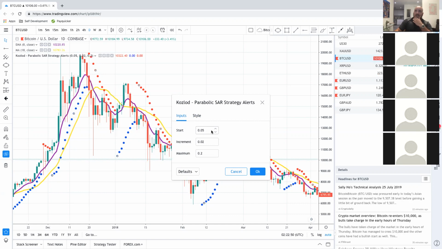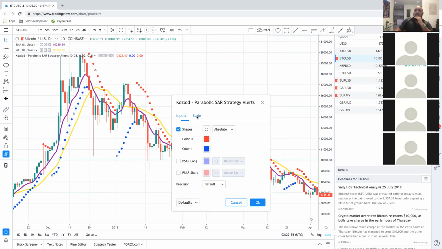Again, it's 0.05, 0.02, and 0.2. And then the style, what I do is you got to change it to these little dots. And I take off all this other stuff, like it'll say long and short. I don't really need that. If you need that, you can keep it.